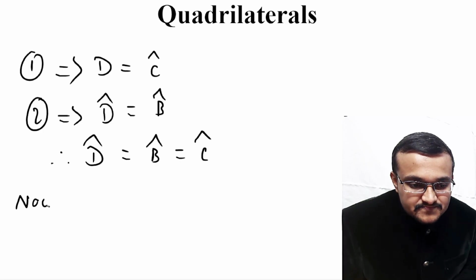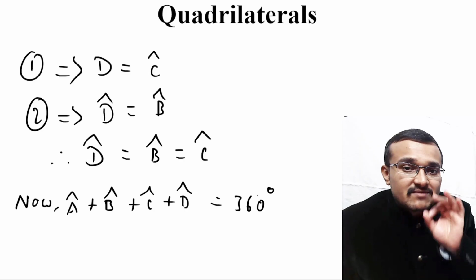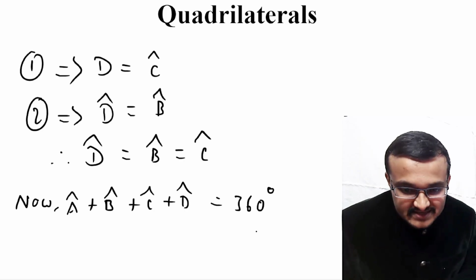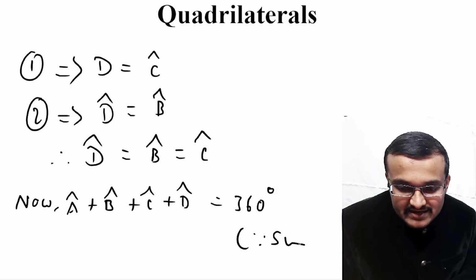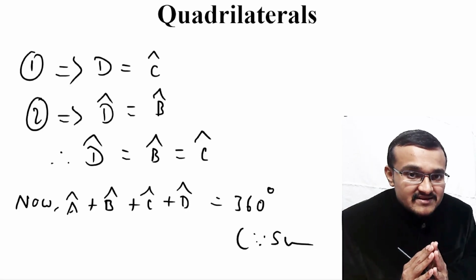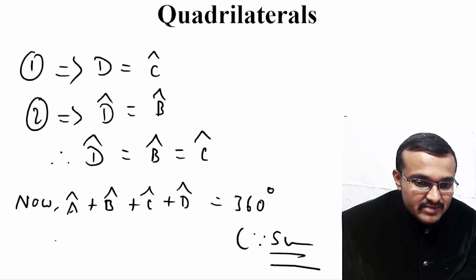Now angle A plus angle B plus angle C plus angle D is equal to 360 degrees. This is because the sum of interior angles of a quadrilateral is always equal to 360 degrees. In brackets you can write: sum of interior angles of the quadrilateral is equal to 360 degrees. That statement you have to write here in the bracket.